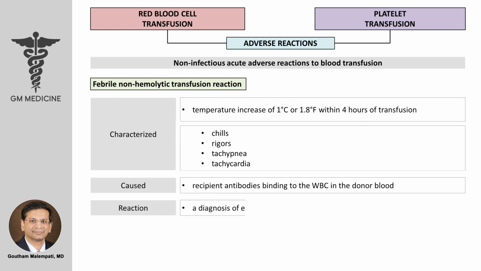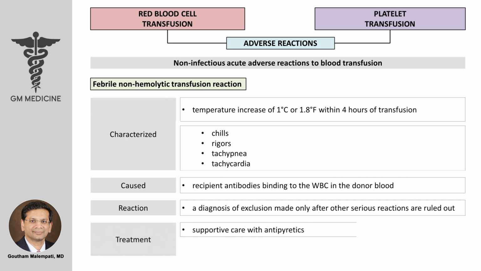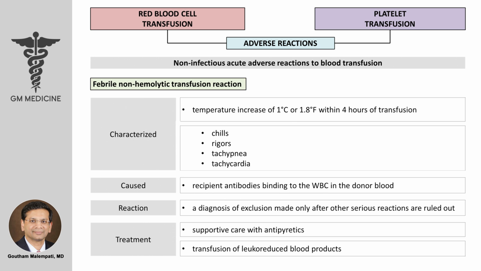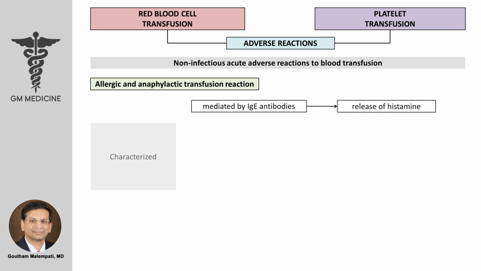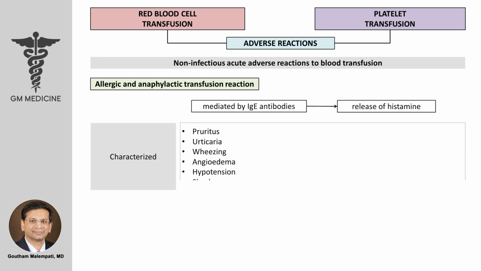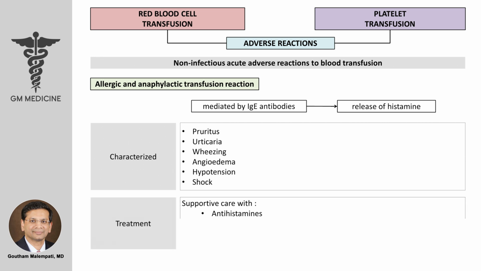This reaction is a diagnosis of exclusion made only after other serious reactions are ruled out. Treatment includes supportive care with antipyretics and transfusion of leuko-reduced blood products in the future. Allergic and anaphylactic transfusion reaction is mediated by IgG antibodies resulting in release of histamine. It is characterized by pruritus, urticaria, wheezing, angioedema, hypotension, and shock. Treatment includes supportive care with antihistamines, bronchodilators, and epinephrine.